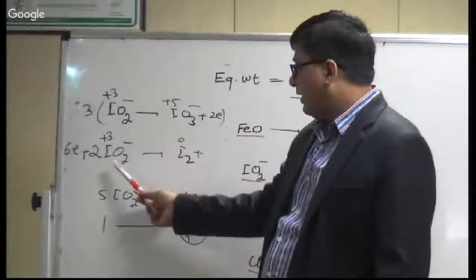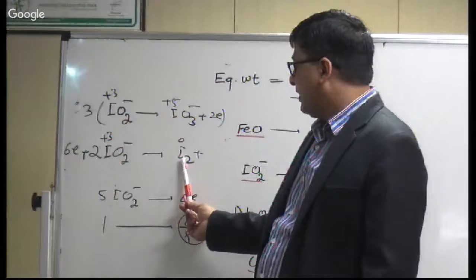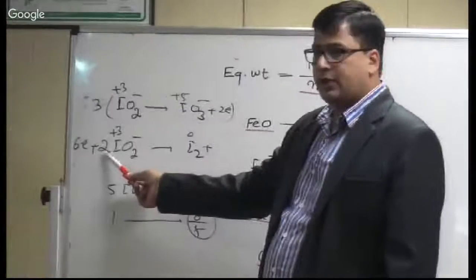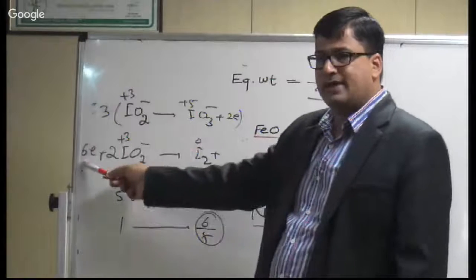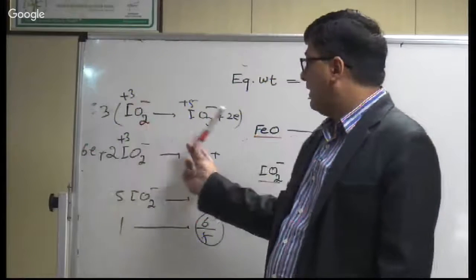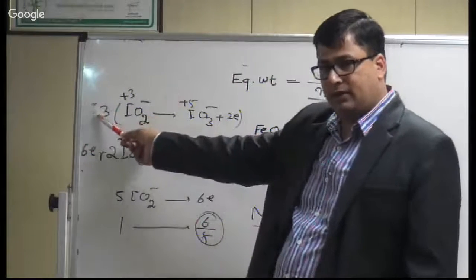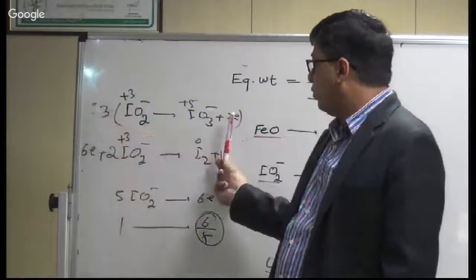So now come to the second. IO2 minus gives iodine. First balance the iodine. There is 2, so I have multiplied by 2. +3 to 0, 3 electron gain. For 2 iodine, 6 electron gain. Now I have to balance the electrons, so I have multiplied by factor 3. So after multiplying by 3, both sides have 6 electrons.